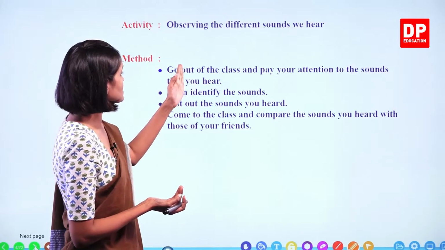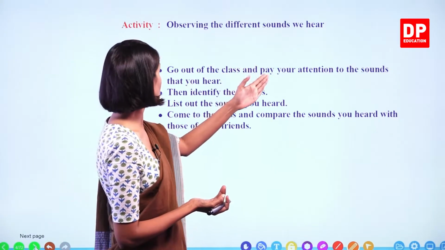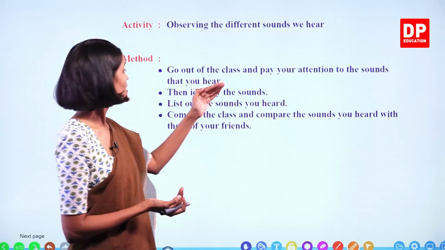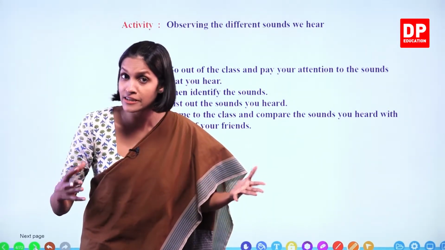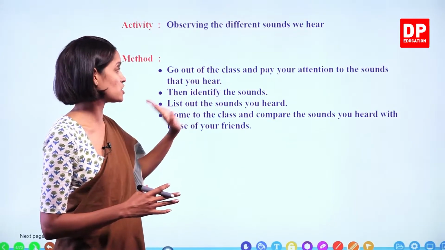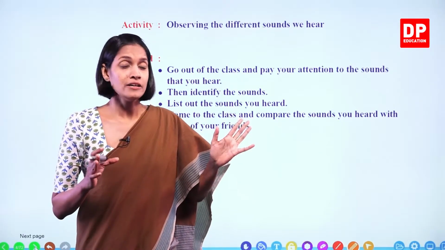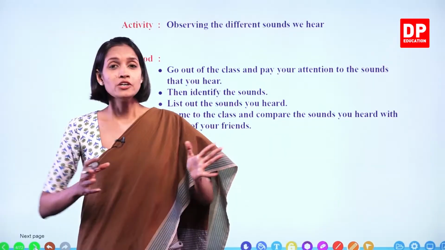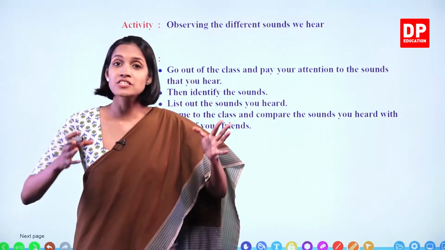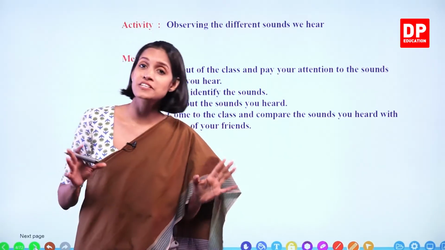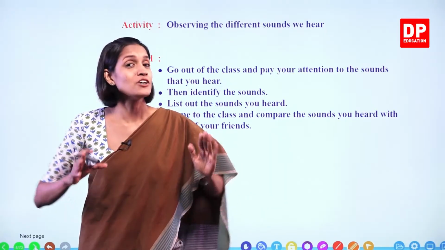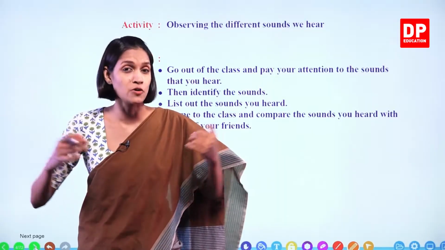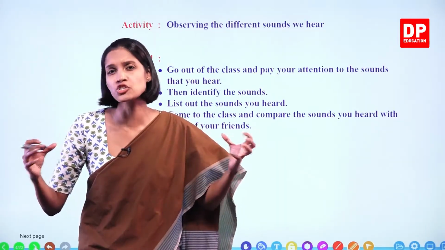Go out of the class and pay your attention to the sounds that you hear. You have to go out of the class, or you have to go to your home garden otherwise, and you have to pay attention. Remember, when you're at school, you will go out of the classroom as a group of children with your classmates. Make sure you don't talk to each other, otherwise you will not hear the other sounds. You will hear only your friends talking.